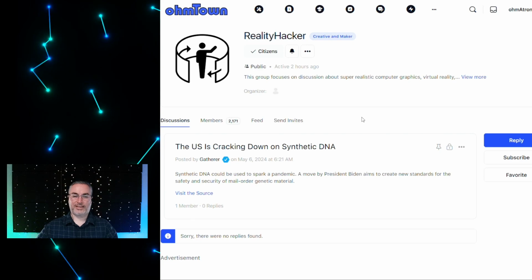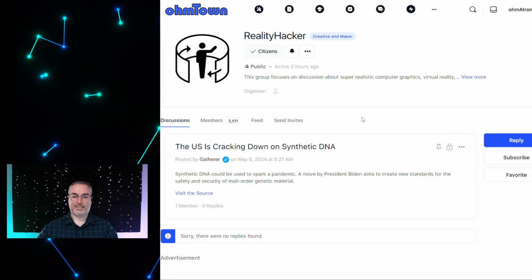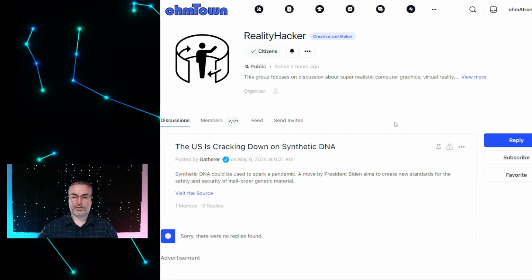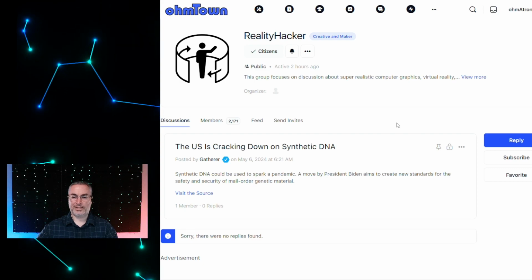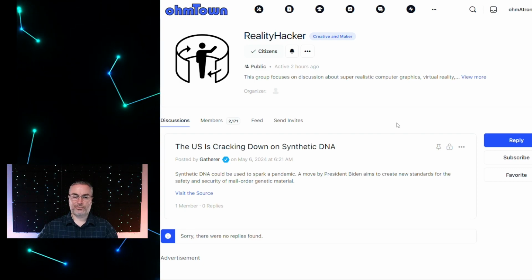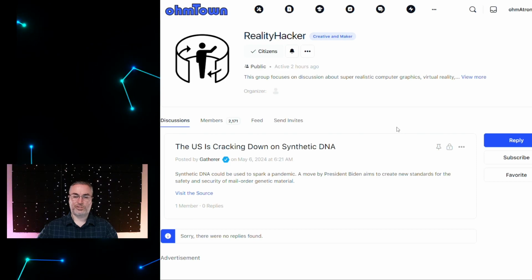The first article is in Reality Hacker. The U.S. is cracking down on synthetic DNA. Synthetic DNA could be used to spark a pandemic, a move by President Biden aims to create new standards for the safety and security of mail-order genetic material.